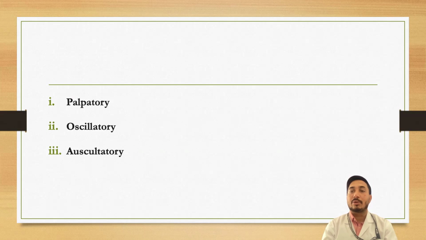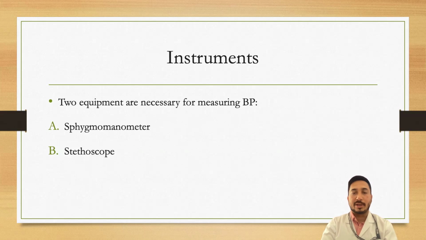The reason is the 5 stages of Korotkoff sounds. We'll see why it is important to always combine palpatory and auscultatory methods together. Now, coming to the instruments required for indirect blood pressure measurement, we require two pieces of equipment: one is the sphygmomanometer, the other is the stethoscope.